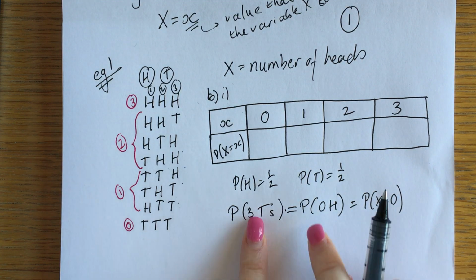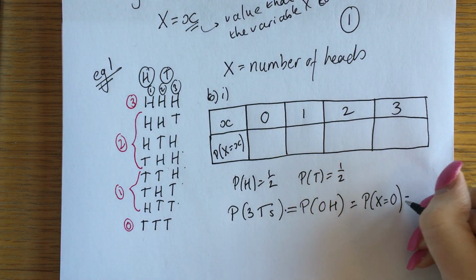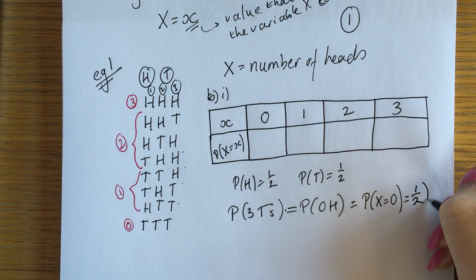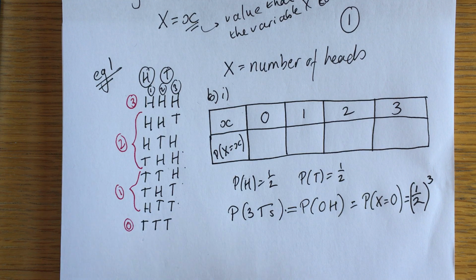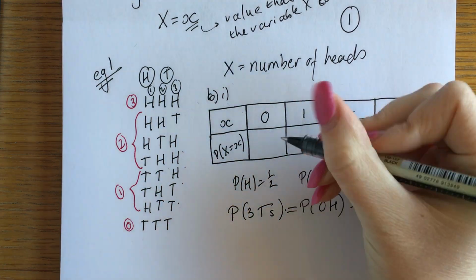It's just how we might write it to start with when we're translating the question into our heads. It is going to be a half times a half times a half, which is a half cubed. So a half cubed is 1/8.